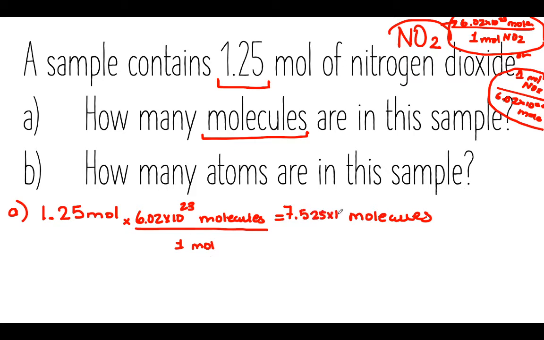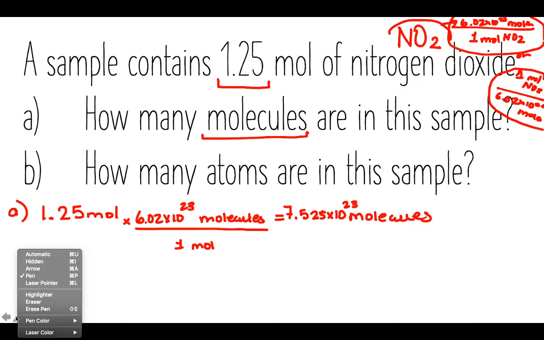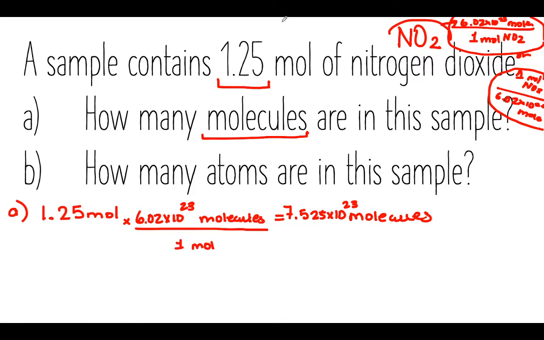So if I type this into a calculator, the number that I will end up with is 7.525 times 10 to the power of 23. Now, remember, we mentioned at the beginning that there were 3 significant digits in the question, which means there should be 3 significant digits in the answer. So I only need 3 of these numbers, and I have to round this number. This digit is a 5 right now, so rounding, I would get 7.53 times 10 to the power of 23 molecules.